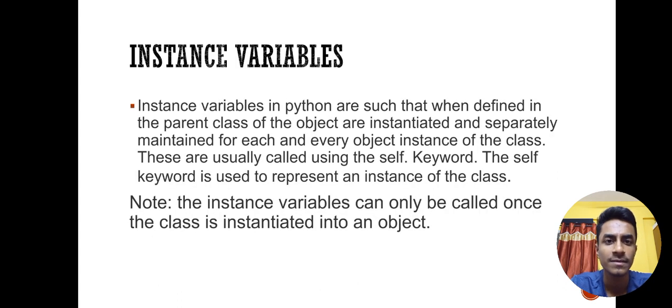To understand class members, let us recall how the instance members work. Instance variables. Instance variables in Python are such that when defined in the parent class of the object, they are instantiated and separately maintained for each and every object instance of the class. These are usually called using the self keyword. The self keyword is used to represent an instance of the class. Note, the instance variables can only be called once the class is instantiated into an object.